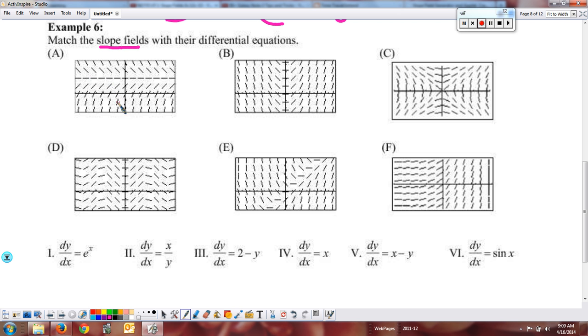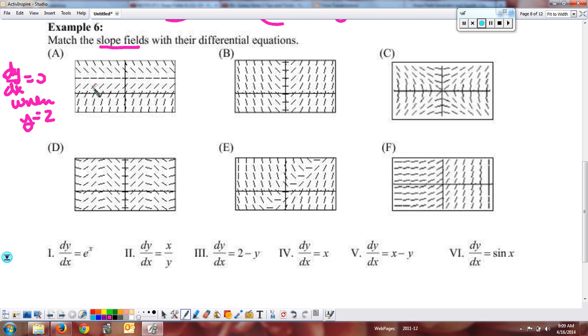Now what's important about this is you're going to look at where the slopes are 0, the slopes are 1, -1, and vertical. That's going to be the key here. Now you'll notice here that the slope, dy dx, is equal to 0 when y is 2. So we're looking at something that has a slope of 0 when y is 2.